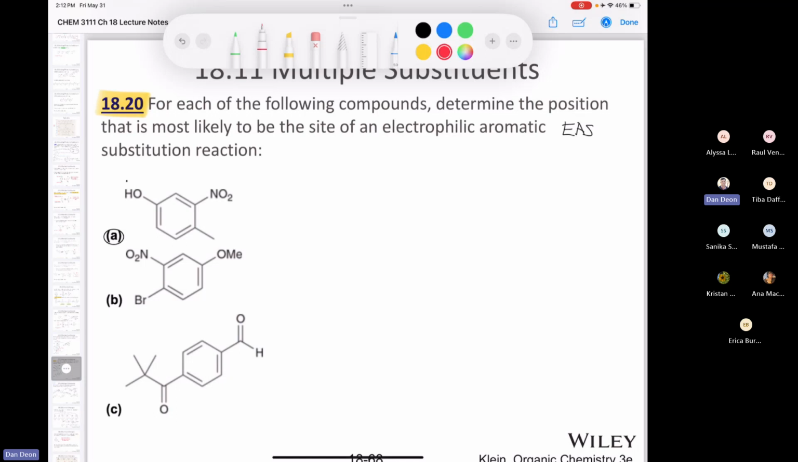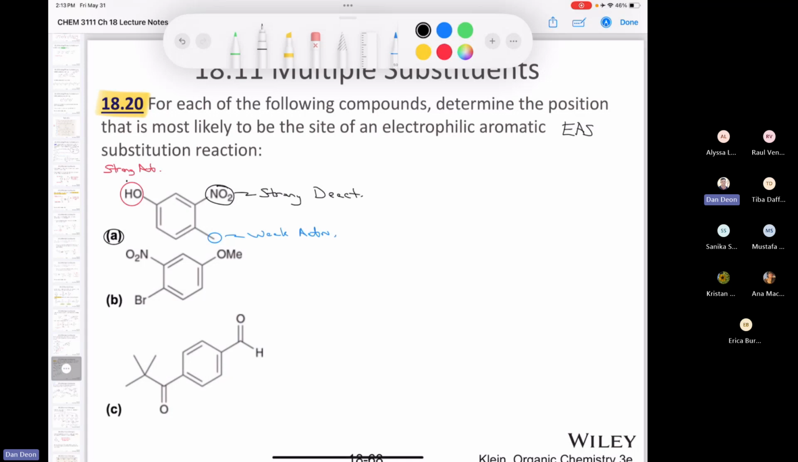So in A, I have three groups. I have a strong activator. The hydroxyl is a strong activator. Then we have the methyl group, which is a weak activator. And then we have the nitro group, and the nitro group is a strong deactivator.